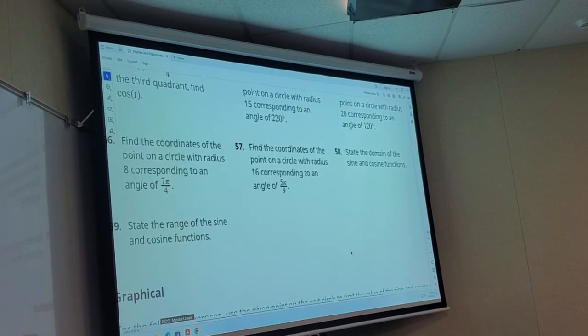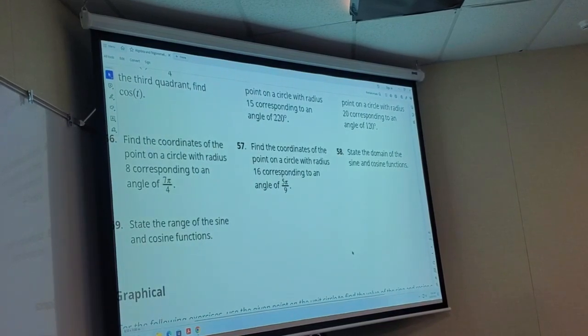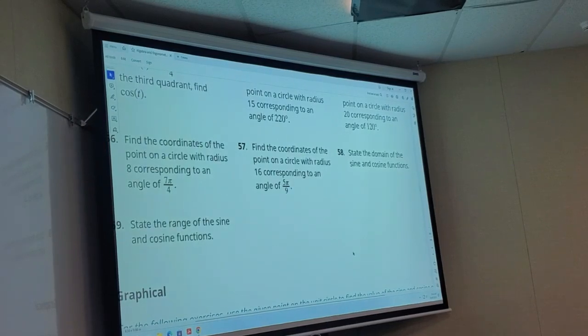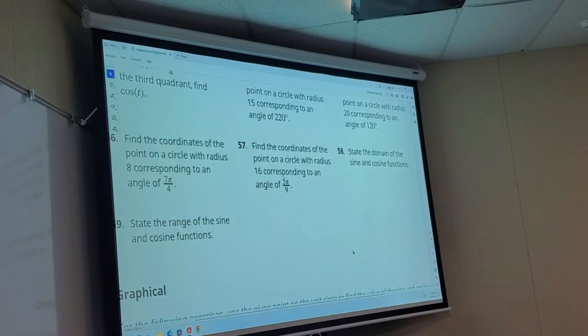Coordinates of the point of the circle with radius 16 corresponding to an angle of 5 pi over 9. So, real quick. On a unit circle, or on any circle, the coordinates of a point would be x, y, right? And that just relates to the cosine and the sine, right? So to answer this question, I can actually just draw the triangle. I don't have to draw a unit circle.